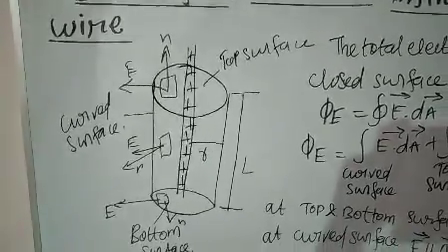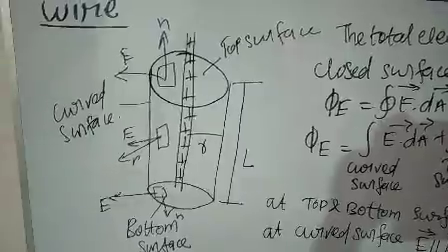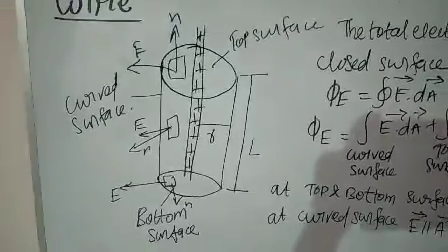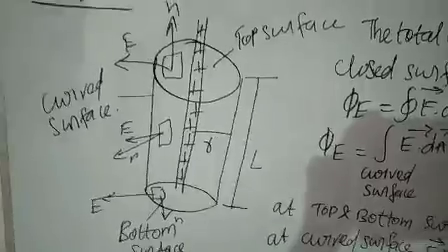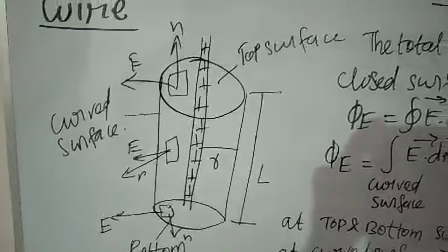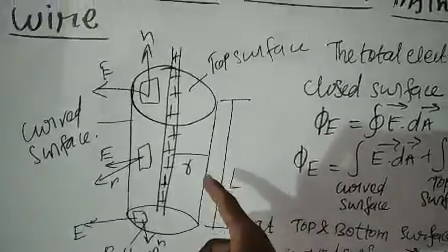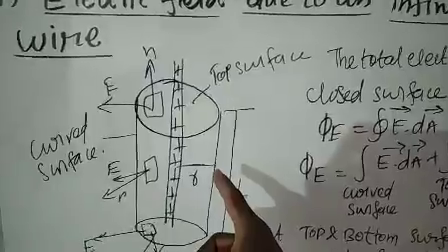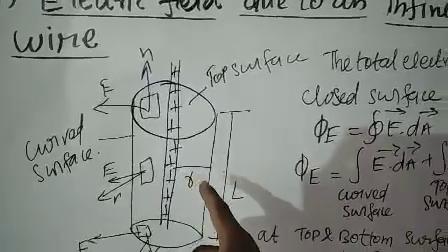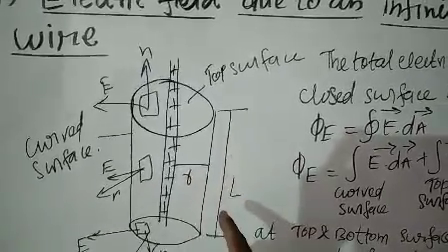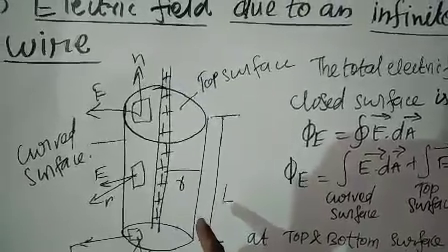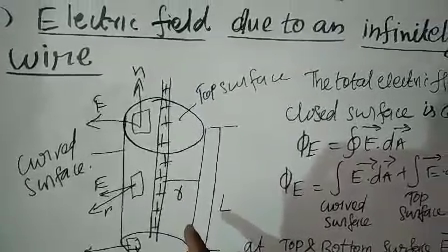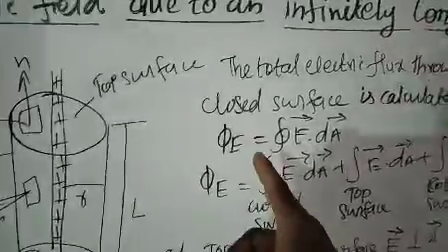The charged wire possesses cylindrical symmetry. So consider a cylindrical imaginary surface, which is called the Gaussian surface. The Gaussian surface has radius r and length L. So now we are going to calculate the total electric flux through the closed surface, phi E.